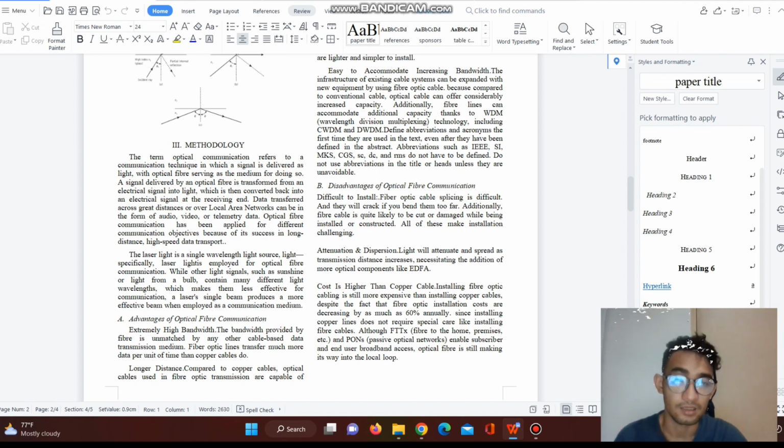Thirdly, the disadvantage of optical fiber is that the cost is higher than copper cable. Installing fiber optic cable is still more expensive than installing copper cables, despite the fact that fiber optic installation costs are decreasing by as much as 60% annually, since installing copper lines does not require special care like installing fiber cables.